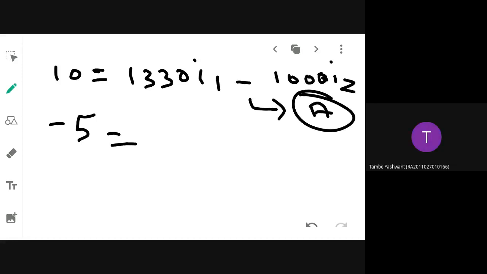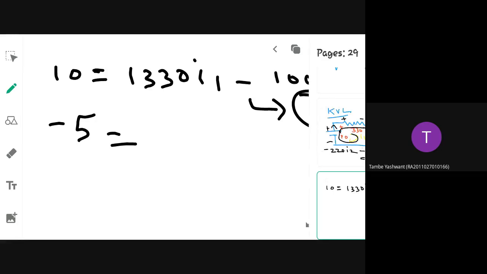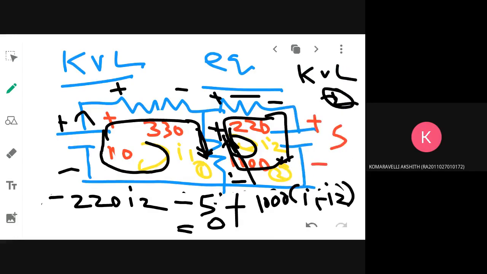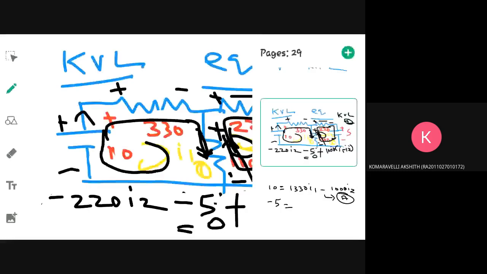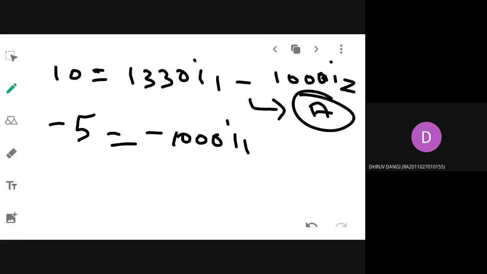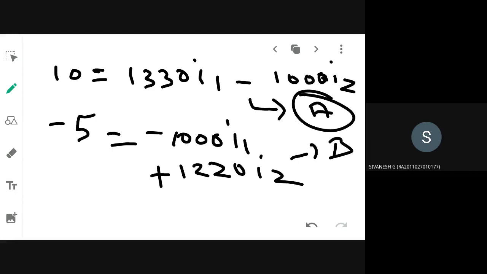Ma'am, that lab method was a bit easier than this. That matrix one, yeah. Both the things you should learn. Okay, ma'am. Tell me what is the answer. Minus 5 is equal to minus 1000 I1 plus 1220 I2. Let this be equation B.